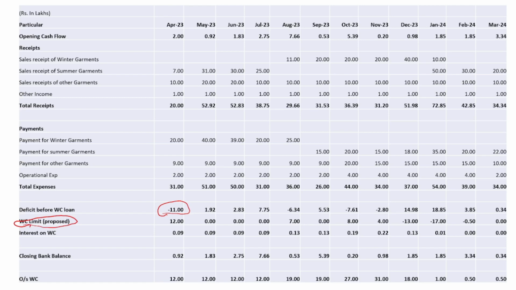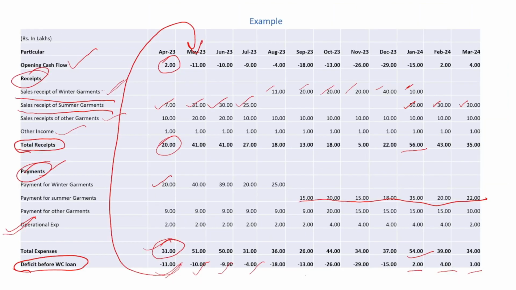The peak deficit, we will find the peak deficit in the previous slide. What is the peak deficit? The peak deficit is 29 lakhs in the month of November 2023. Okay, then we will set a working capital limit in and around rupees 30 lakhs.